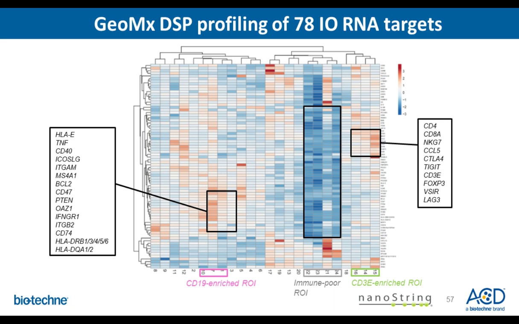Finally, I also highlighted in the box right in the middle, in the immune poor ROIs, that large blue square of just low expression. These are ROIs where there are very few immune cells that we could see based on our visualization with RNAscope. And blue is very low expression, as we'd expect there.